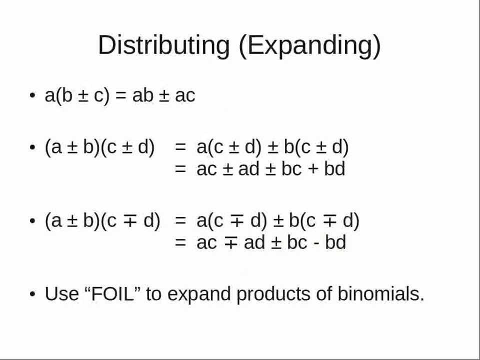What I'm doing here is the process of distributing, also called expanding. And there, the first three bullets have some common patterns that you will see. If you have a term in front of a binomial, you take that term and multiply it by each piece of the binomial. So the first one, AB plus or minus AC. If you have the product of binomials, you take each piece of the first binomial and multiply it by the second binomial.